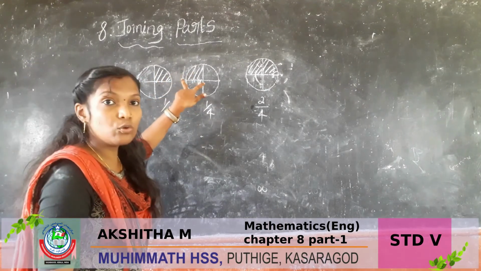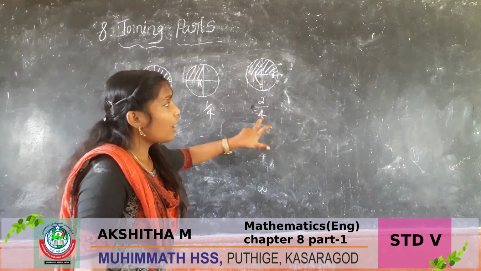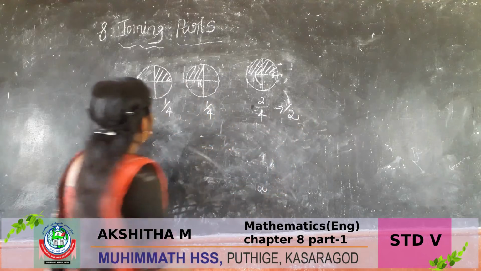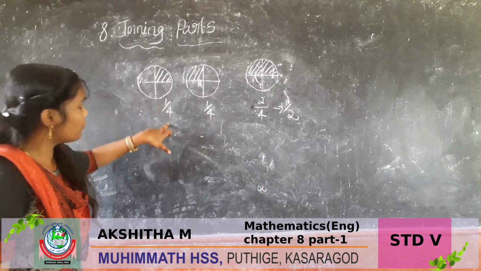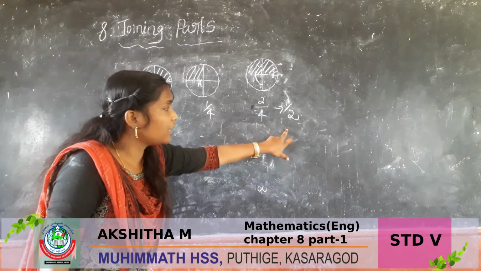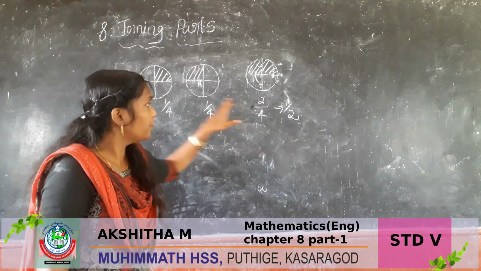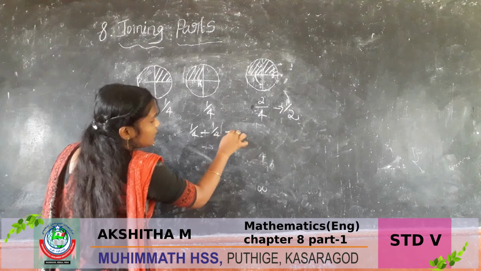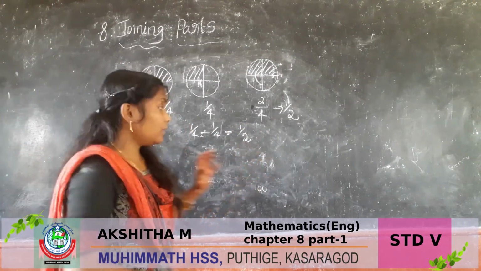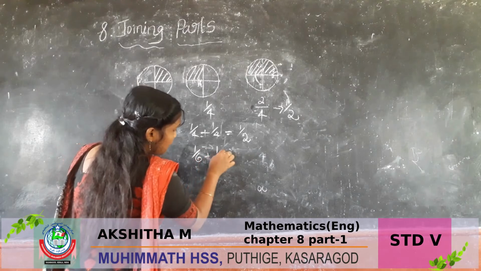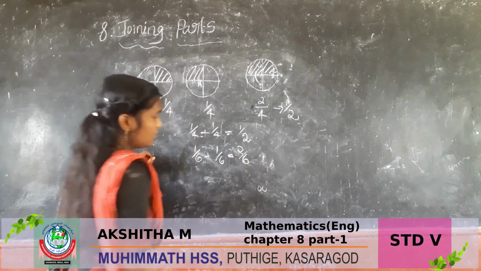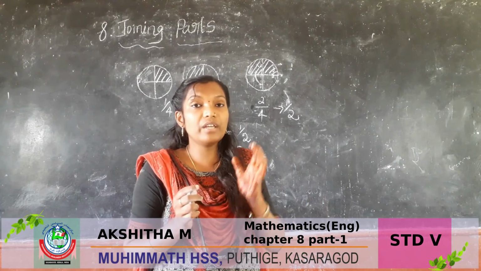When we join these two parts, we will get 2 by 4. 2 by 4 means 1 by 2. If we join 1 by 4 and 1 by 4, we will get 1 by 2 or half. Okay? 1 by 4 plus 1 by 4 is equal to 1 by 2. When we join 1 by 6 plus 1 by 6, we will get 2 by 6. What fraction do we get?